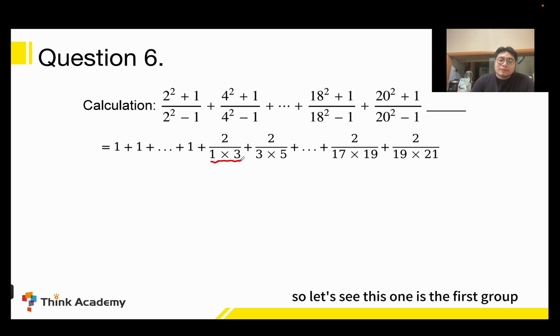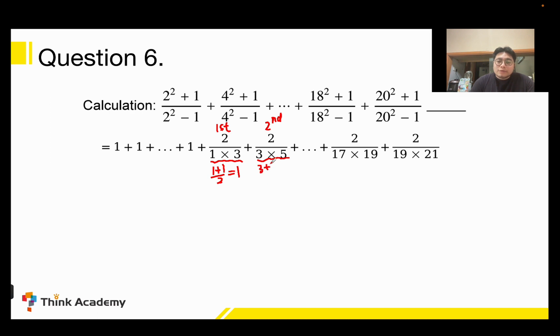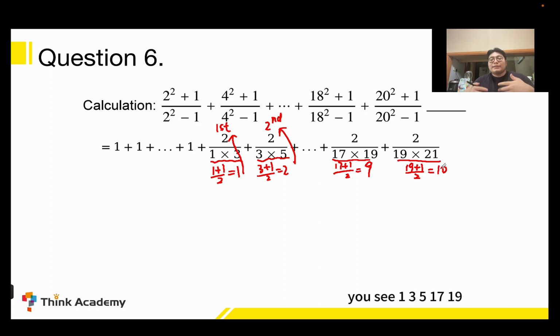So let's see, this one is the first group. So this one is just 1 plus 1 divided by 2 equals 1. So this one is the second group. So 3 plus 1 over 2 equals 2. So what's that group? Okay, so of course this one is just 17 plus 1 over 2 equals 9. And this one is 19 plus 1 over 2 equals 10. You see, 1, 3, 5, and so on, 17, 19, 21.